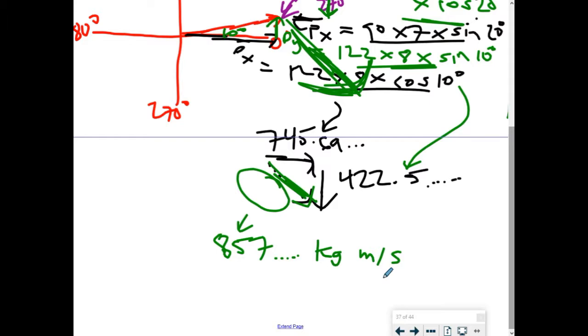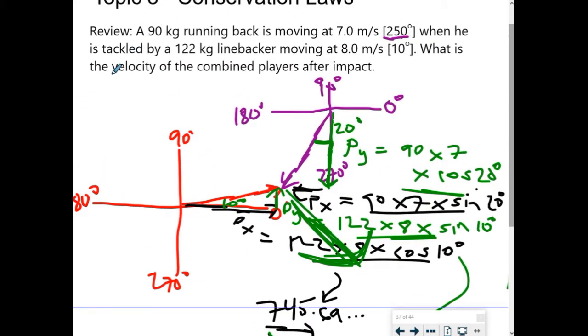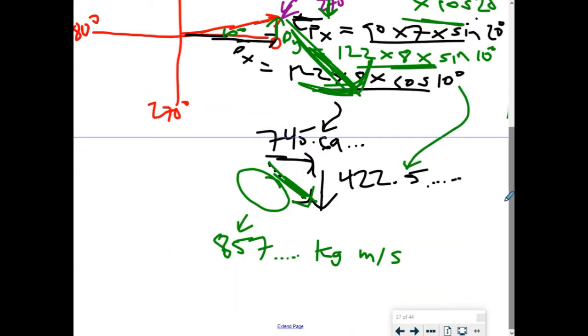There's one more thing we need to do, though. I didn't actually ask you what the momentum was going to be along this axis right here. It asked you what the velocity of the combined players would be. So if we've now done all of this vectorness, where there's x and y all broken up into numbers, and you added and subtracted it, I've now found that there's a component. This is the momentum on the hypotenuse. This is the momentum in x. This is the momentum in y.